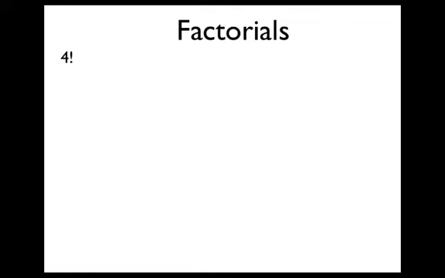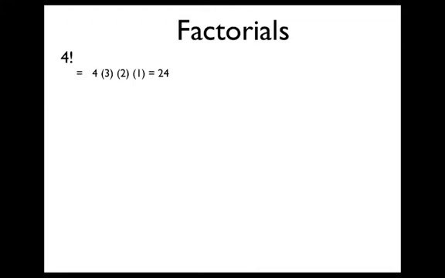So, factorials. When you see this, and you're working with sequences and series, it doesn't mean 4. This is 4 factorial. Mathematically, here's what factorial means. It means you start with the number 4, and you multiply down. Starting with 4, you multiply by each successive counting number, decreasing by 1 until you get to 1.